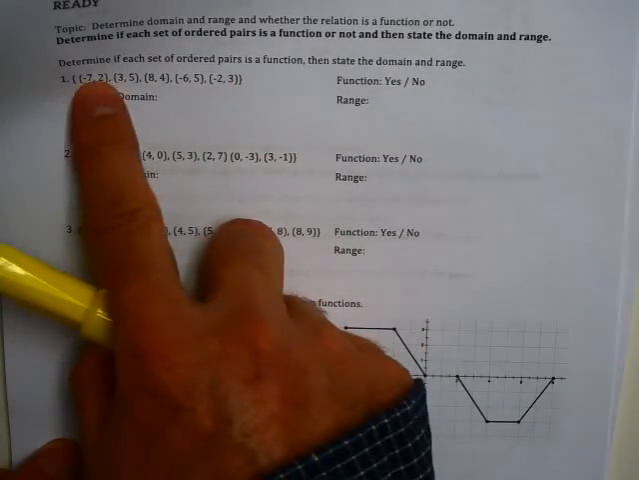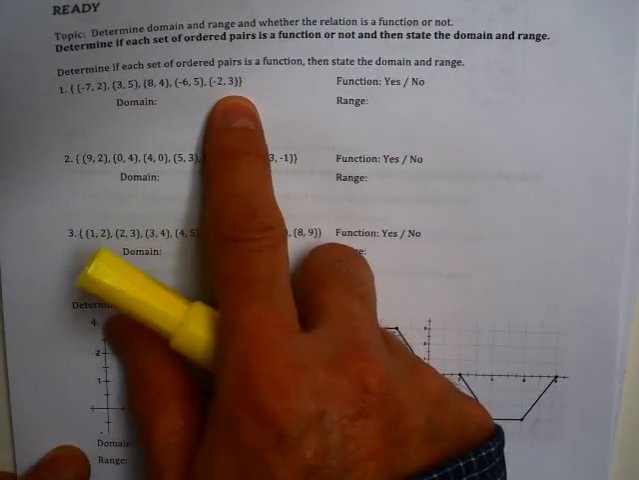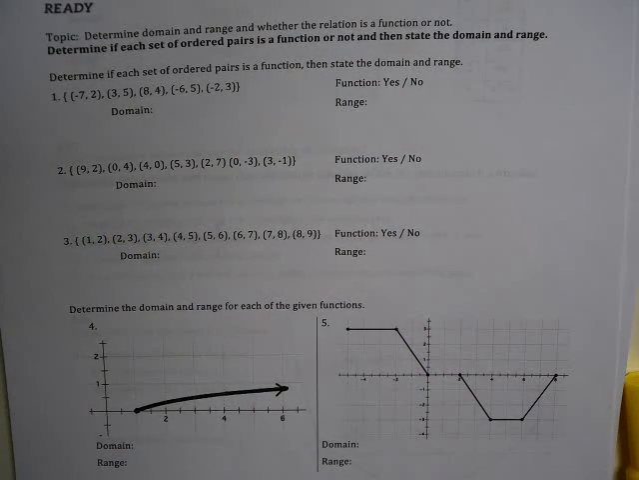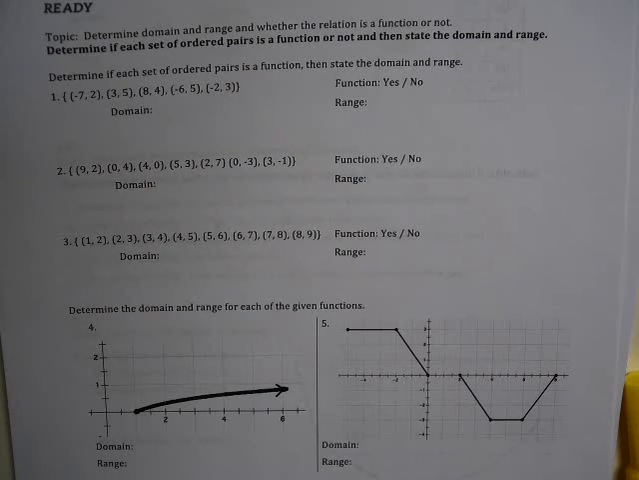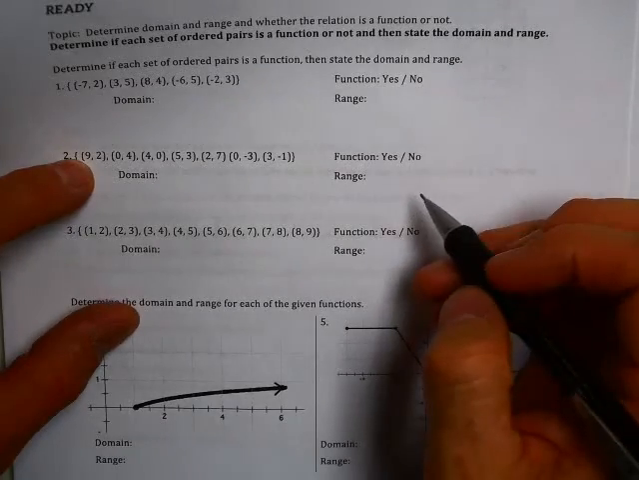A set of points. Does anybody remember how to tell if this is a function or not? It's been a while since we've looked at a set of points. If the same numbers, the x or the y as well. If on all the coordinates they're in the same place, the same numbers in the same place, like in the x.